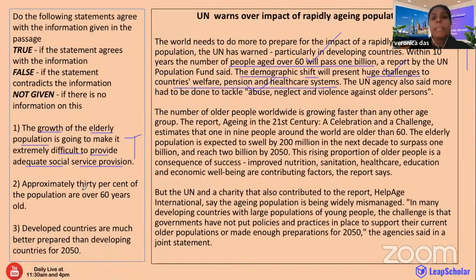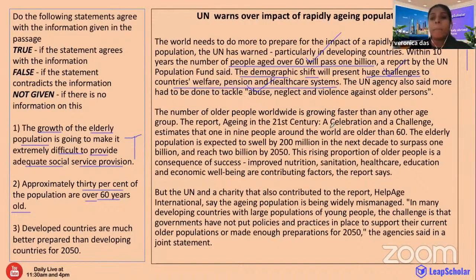Approximately 30% of the population are over 60 years old. Approximately, what are they saying? 30% of the population are over 60 years old, right? So now, tell me, where is this in the passage? We know that the answer follows the order of the passage. Is it there in the passage or is it not there in the passage? Somebody's justification was very good. Second para, third line. Very nice.